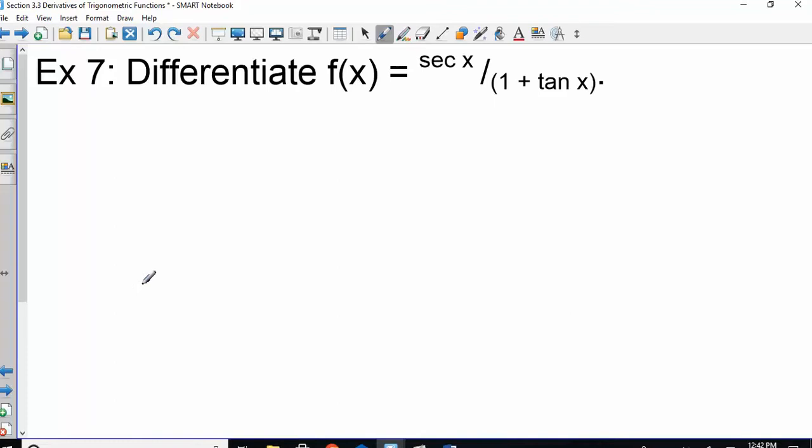This one. Is quotient rule an option, or is product rule an option here? No, so you have to do quotient rule. Why don't you guys try it?